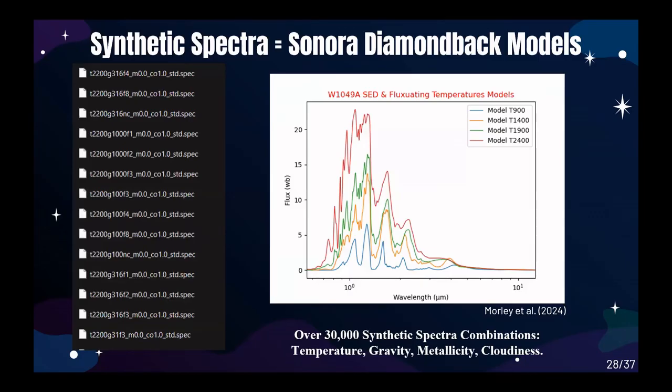To do this, we use the Sonora Diamondback models. The Sonora Diamondback models are brand new models that incorporate cloudiness into their code as well. We took over 30,000 synthetic spectral combinations of gravity, metallicity, mass, and cloudiness. So here's an example of all of them listed here. In this graph, I have them plotted as well, and you can see some of that black body radiation too. So we have the model that would be 900 degrees. You would expect to see a spectrum line here.